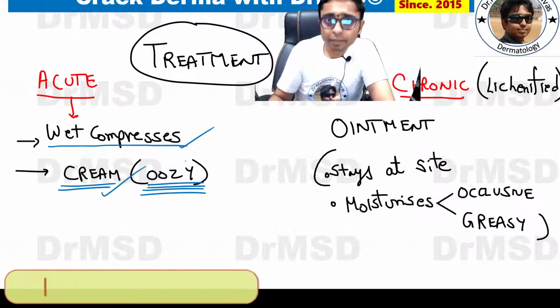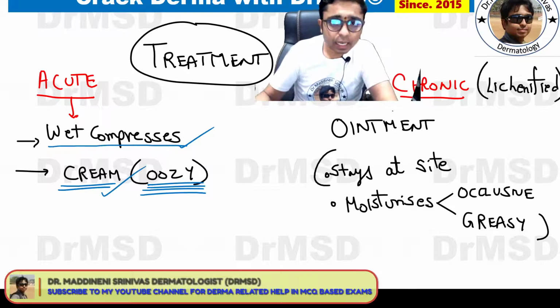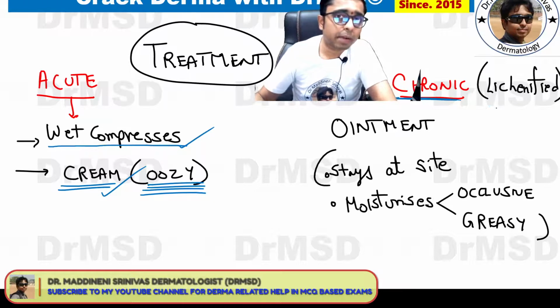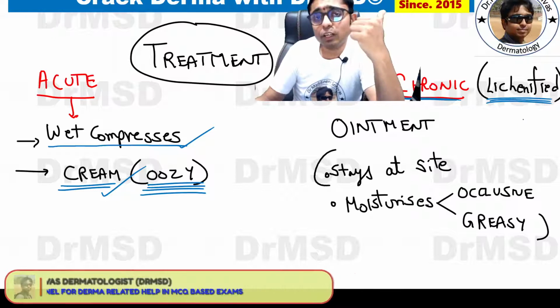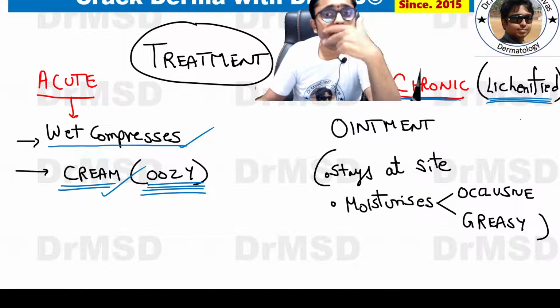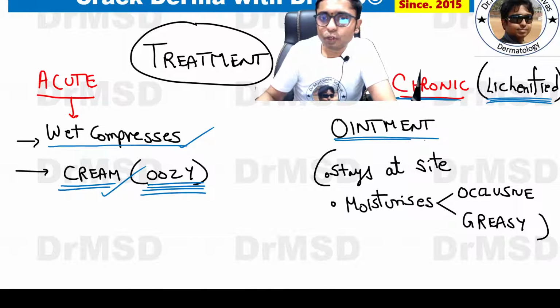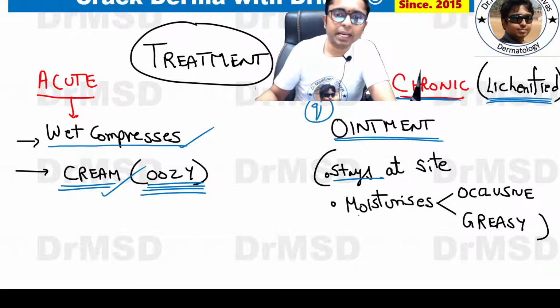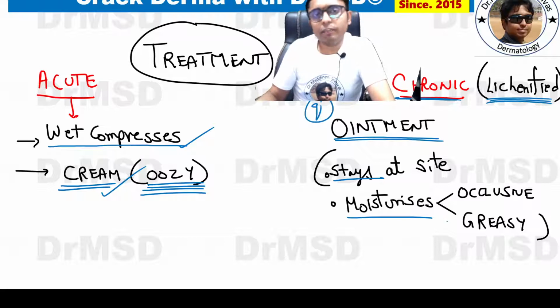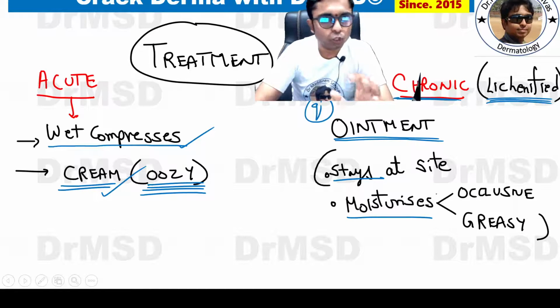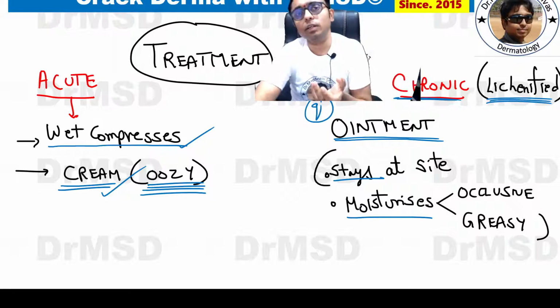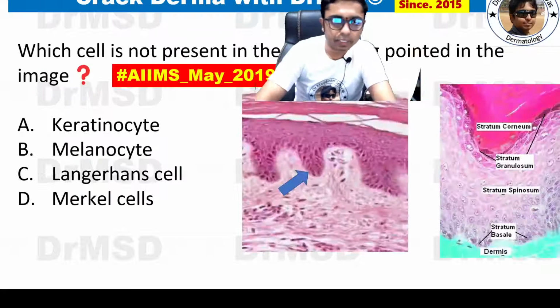So cream is the preferred option in the acute eczematous phase, whereas in the chronic phase of eczema, whereby the lesion becomes lichenified, that is, there will be thickening of the skin, increased skin markings, and hyperpigmentation. In such a case, we should not use a cream based formulation. Instead, we have to use an ointment based formulation, because it will stay at the site wherever we are applying, and this will also provide the occlusion which is needed for proper absorption of the steroid which we are keeping in that ointment based vehicle.